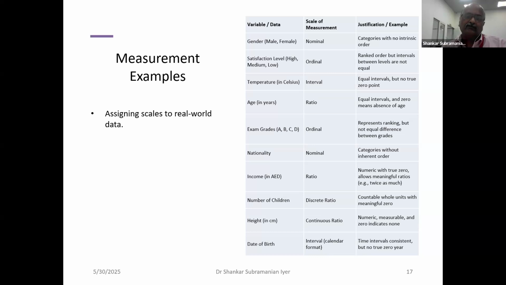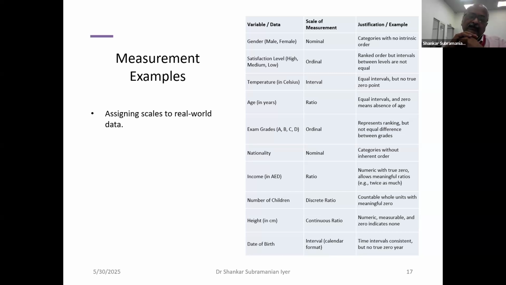When you look at gender, as per the definition it's a nominal scale because it's a category, with no intrinsic order. It can be male, female, or can't be said, or transgender, whatever. Then satisfaction level is ordinal. It's a ranked order, like from unsatisfied to fully satisfied, but the intervals between the levels are not equal. They don't convey the sense of equality.